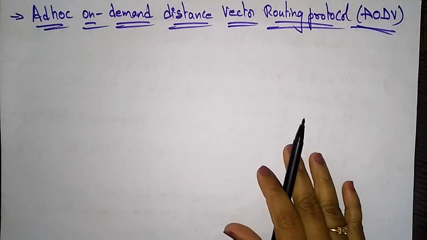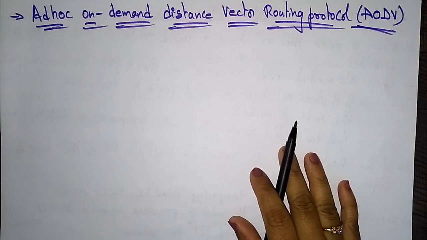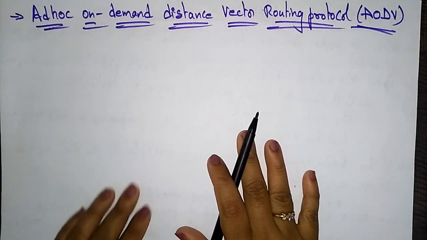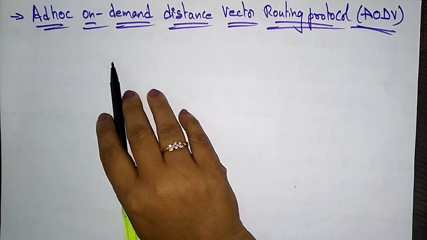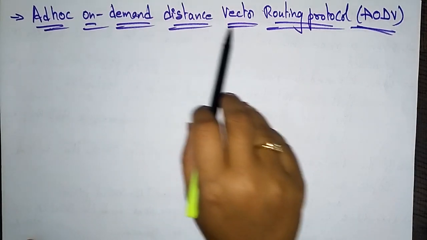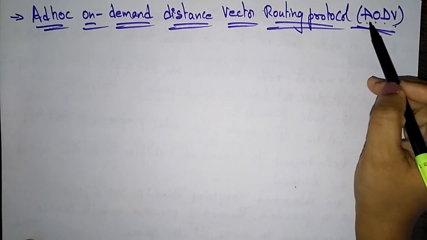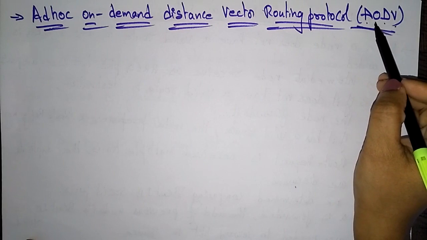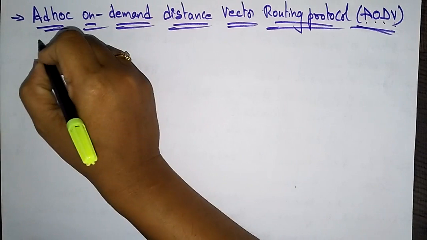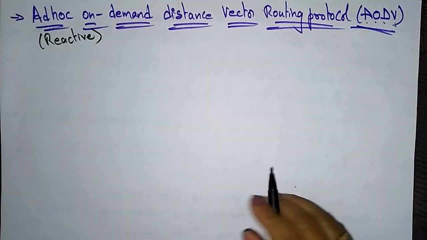Now let's see another example in the reactive routing protocols. So far we had seen some proactive protocols. In the previous video I explained one example of a reactive protocol. Let's see another example in reactive routing protocols, that is the Ad hoc On-demand Distance Vector routing protocol. We call it AODV. It is a reactive routing protocol.